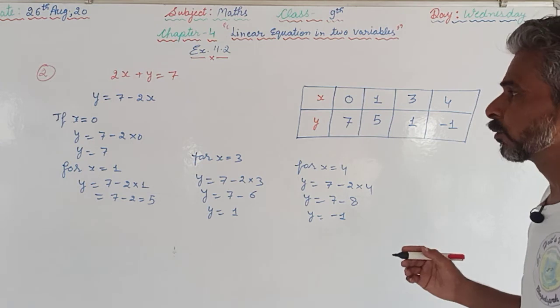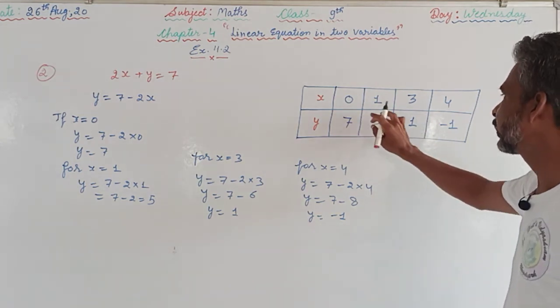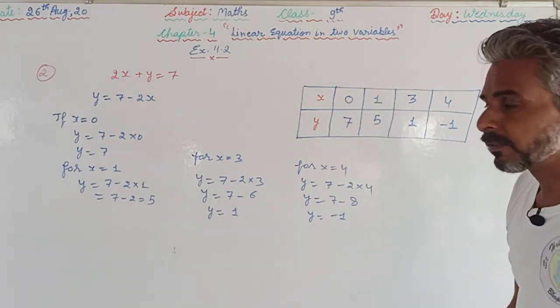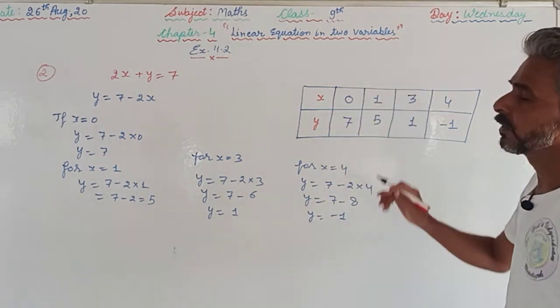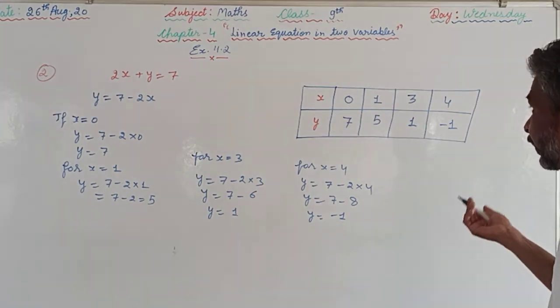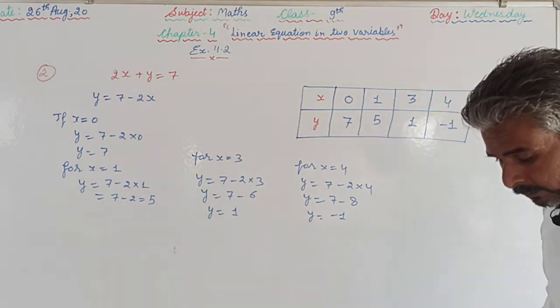In this question we have to find out only the 4 solutions. So we have found the 4 solutions, that is 1, 2, 3, 4. If the value of x is 0, the value of y will be 7. If the value of x is 1, the value of y will be 5. If the value of x is 3, the value of y will be 1. If the value of x is 4, then the value of y will be -1.